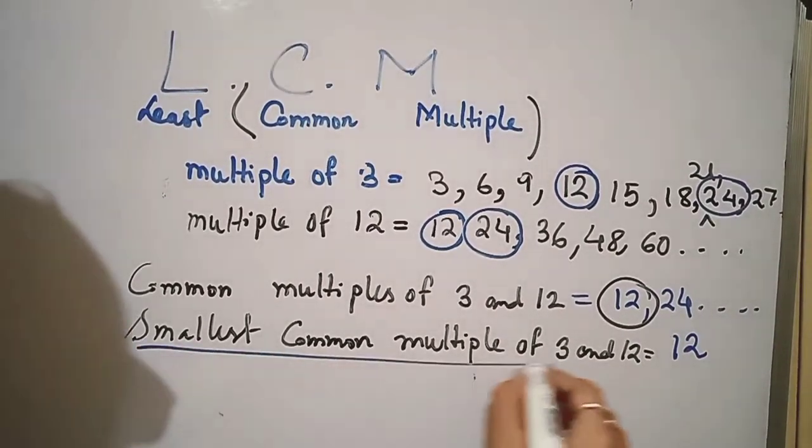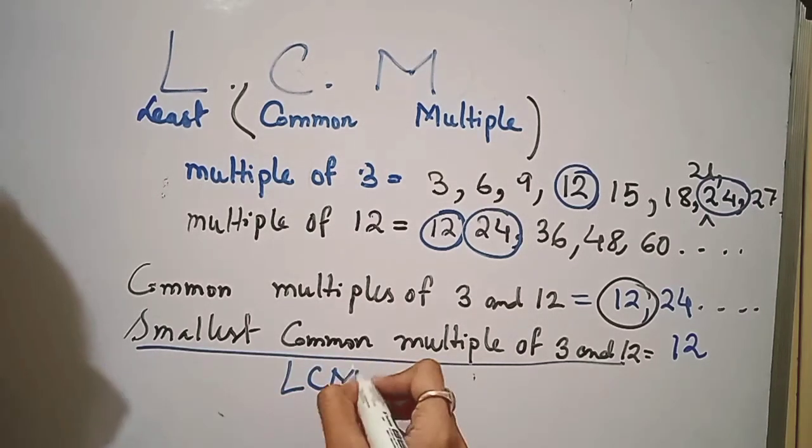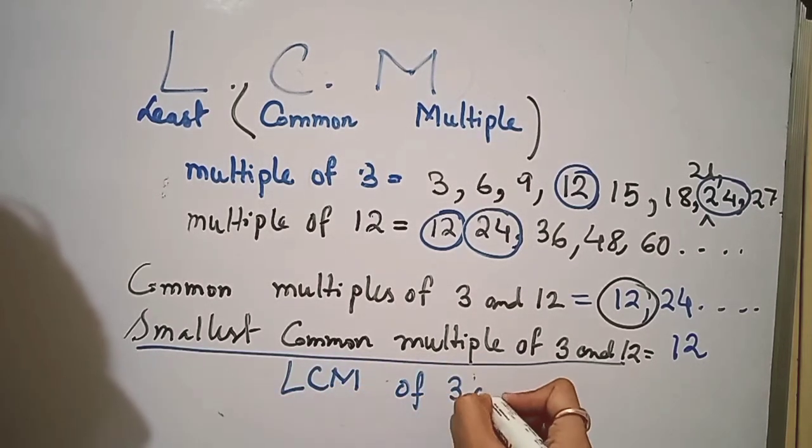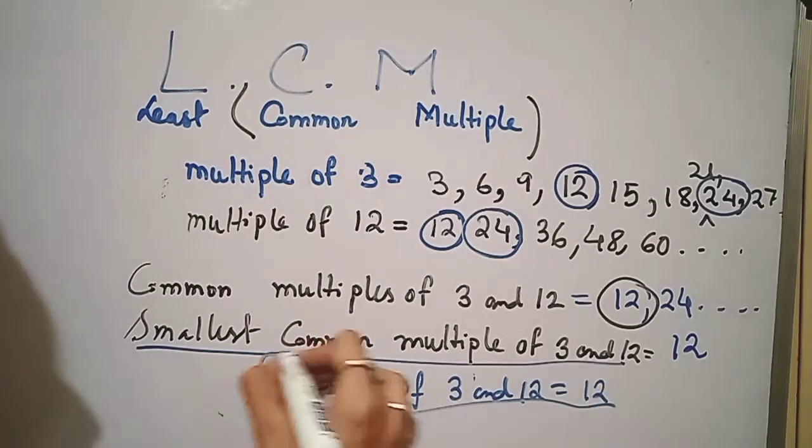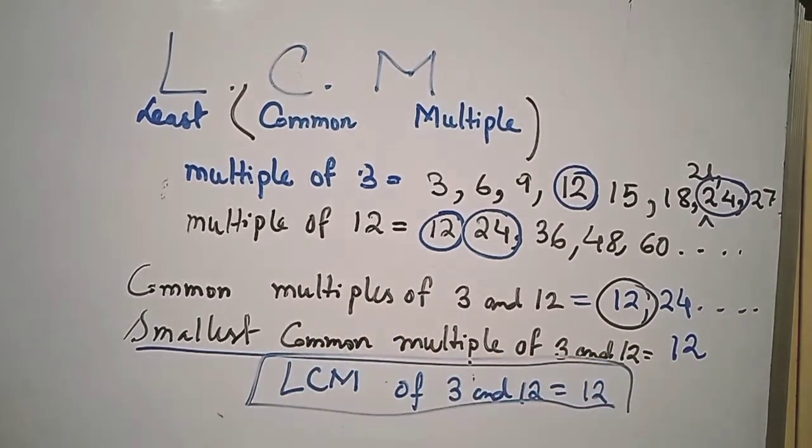This smallest common multiple means LCM. LCM of 3 and 12 is 12. So my answer is this. Okay, so the LCM of 3 and 12 is 12 itself. So here what we are doing is first writing the multiples of two numbers, then we are finding the LCM or the smallest common multiple of two numbers.